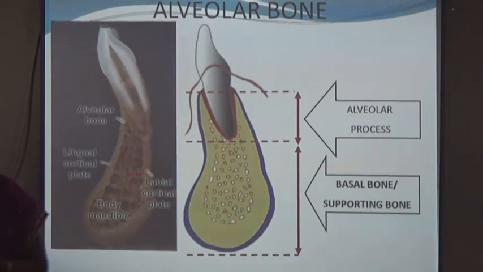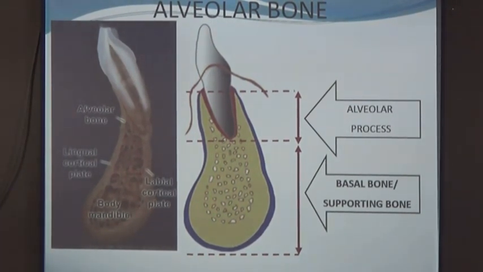So, the alveolar process is from the alveolar crest to the apex only. It is only the alveolar process. Below that it is going to be the supporting bone. So the interior part of the bone, what is it going to be? Cancellous bone. There will be an outer cortical and an inner cortical bone, and the interior part of the bone is going to be the cancellous bone.